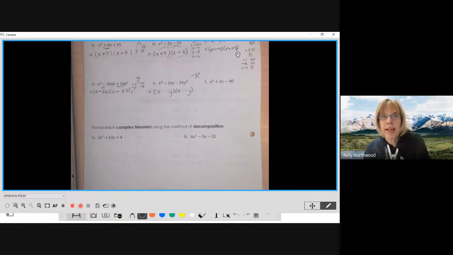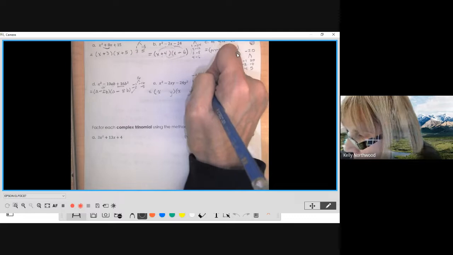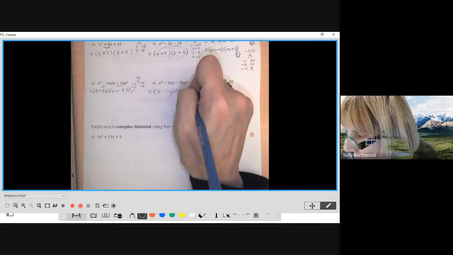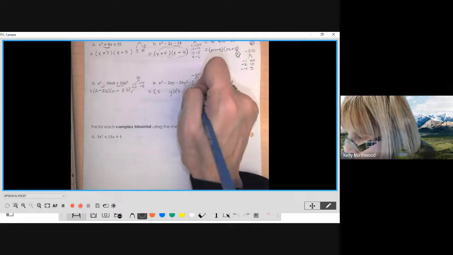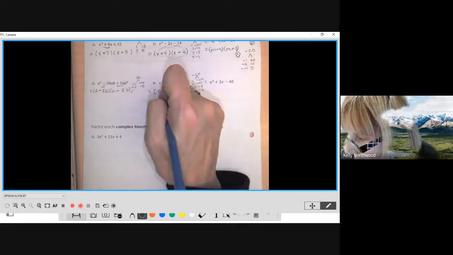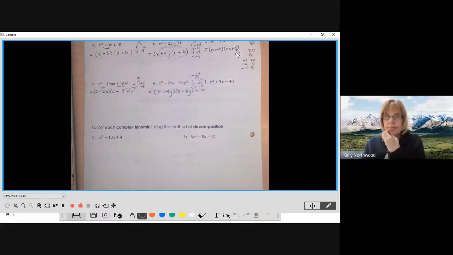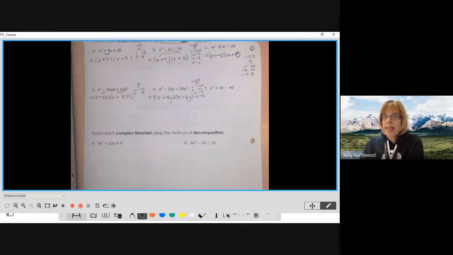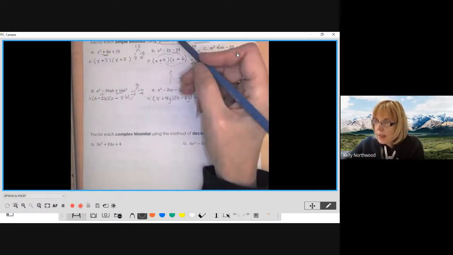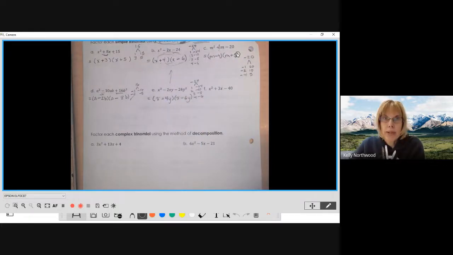So 1 positive, 1 negative, bigger 1 negative. So 1 and -24, nope. 2 and -12, no. 3 and -8, no. 4 and -6, yes. So x plus 4y, x minus 6y. And you can see it's very similar to the question that's right above it, only we added the y and the y squared. Same two numbers though, which also shows you how it's a simple trinomial.